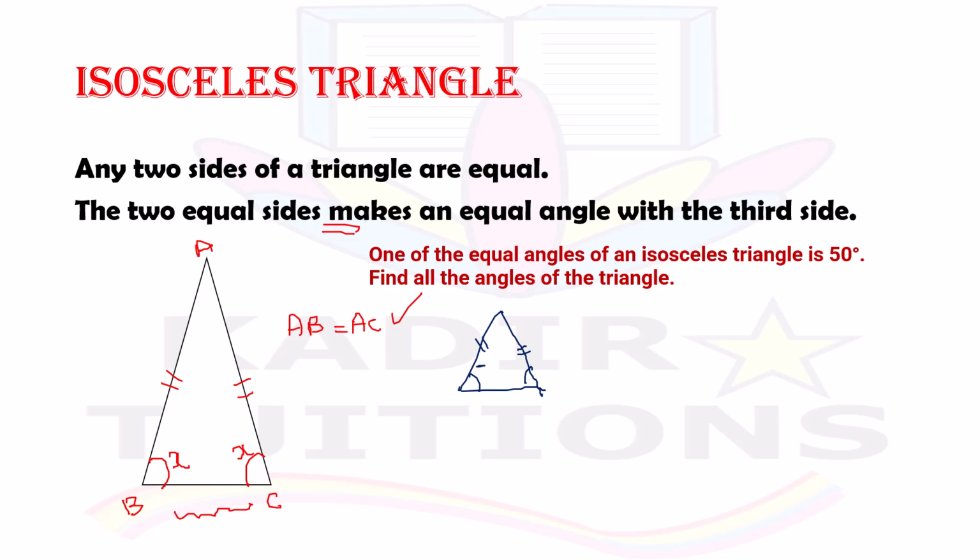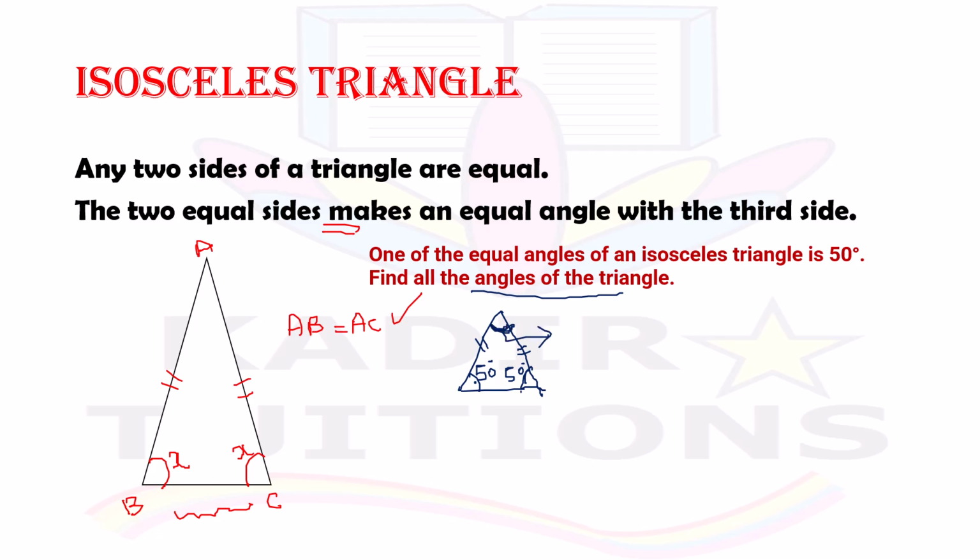What is there in the question? One of the equal angles is 50 degrees. If this is 50, obviously this is also going to be 50. They are asking to find all the other angles of the triangle also. So if this is 50, this is also 50. Then only one more angle is left, which is the third angle.